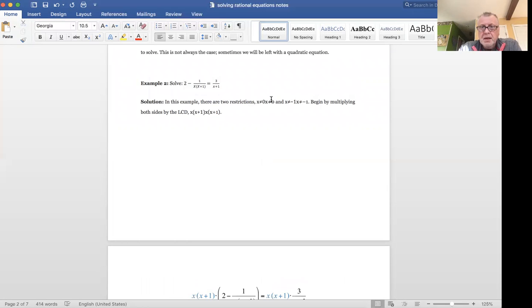Okay? So we begin by multiplying both sides by the common denominator. So what's the common denominator? Well, we have a 1 underneath the 2, so that really doesn't contribute much. We have an x times the quantity x plus 1 and an x plus 1. So the x plus 1 has to be in the common denominator, and the x does. So that means x times the quantity x plus 1 is our common denominator. Okay?